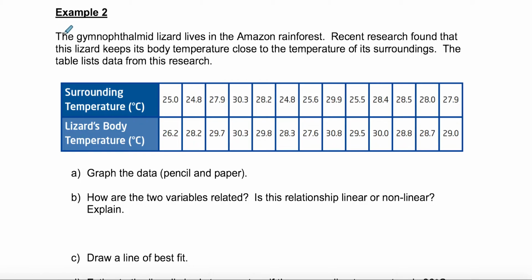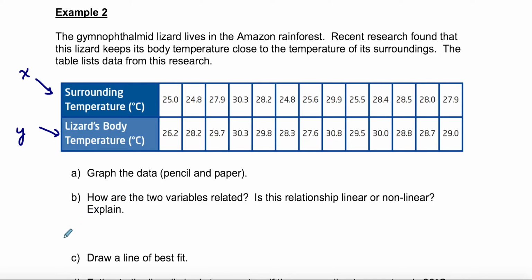Example 2, we have a lizard living in the Amazon rainforest. Research found that this lizard keeps its body temperature close to the temperature of its surroundings, and the table lists data from the research. So surrounding temperature, because we came to it first, would be our independent variable. This is our x, or our horizontal axis, and this is definitely going to be our y-axis. The warmer it is, it's going to cause the lizard's body temperature to go up. So the lizard's body temperature depends on the surrounding temperature. So the body temperature of the lizard is the dependent variable.